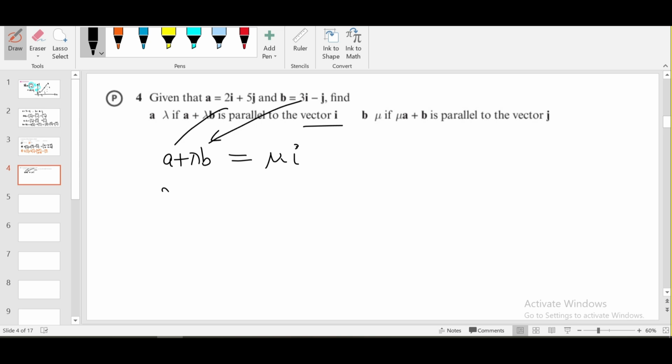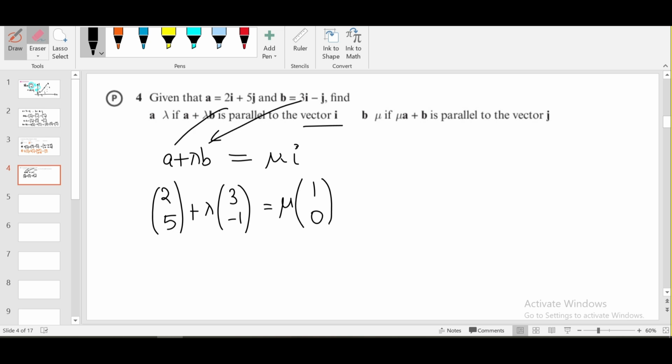Sub in the A and B here. So you will get, I'm going to use column vector form. 2, 5 plus lambda times 3, minus 1 is equal to mu times I, which is the x component, so 1, and J is 0. Frame two equations by taking all the x components. You can frame an equation, right? Can write 2 plus 3 lambda is equal to mu, right?